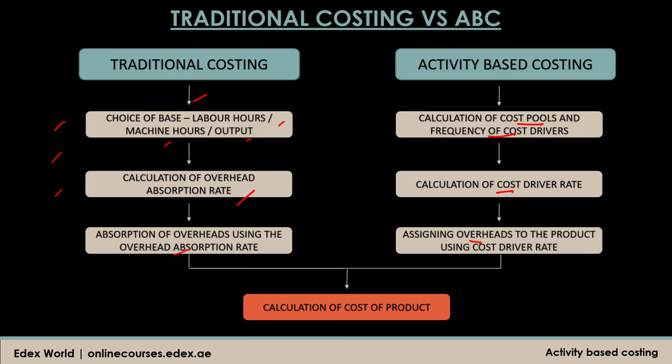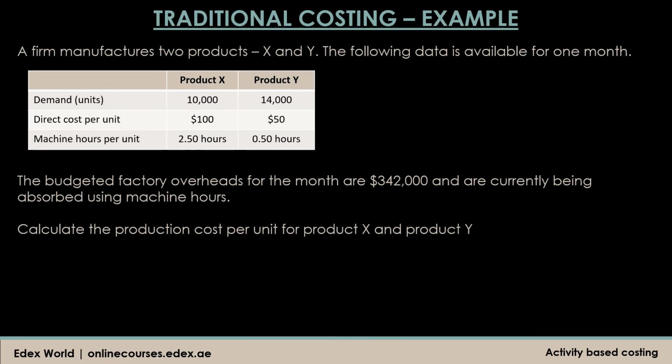The entire purpose of the traditional costing, or the activity-based costing, is ultimately to calculate the cost of the product. So activity-based costing is just an alternative way to the traditional costing to apportion the overheads onto the output. So now let's have a look at an example using the traditional costing method first.